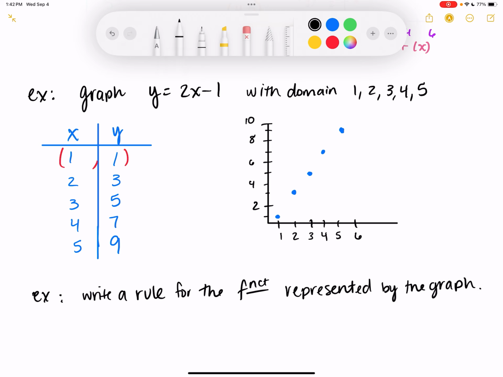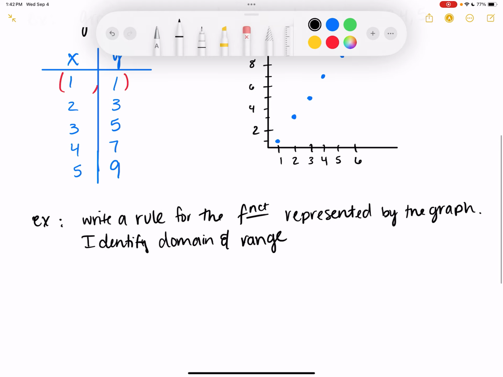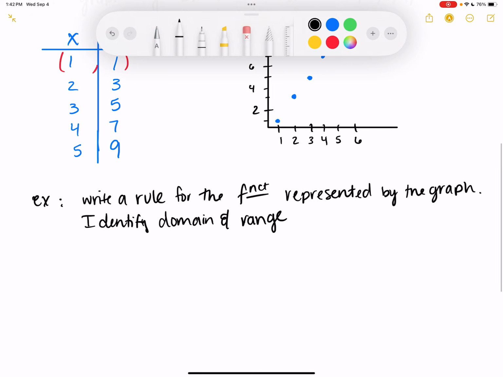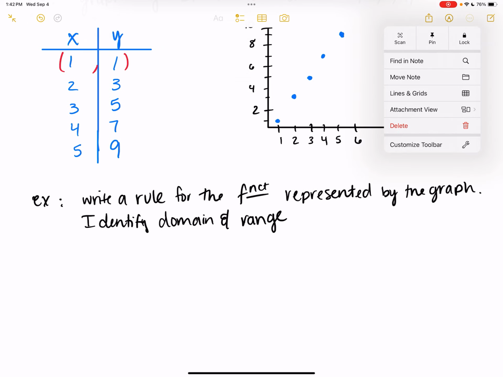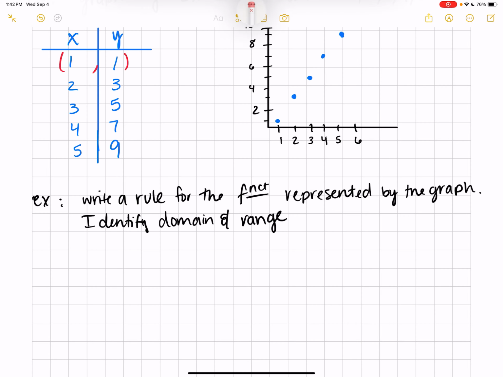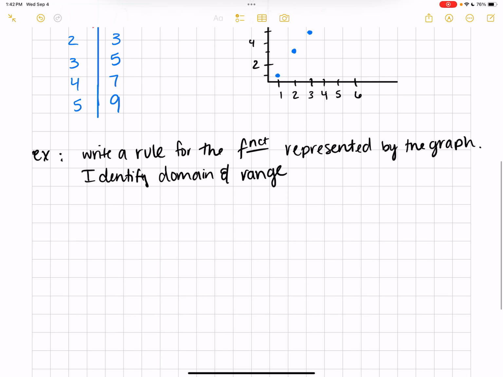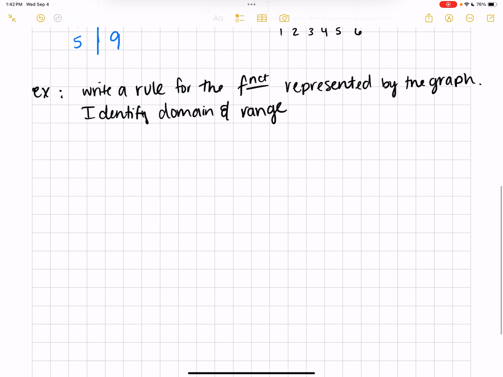And then it says to identify domain and range, which remember is our input and output values. And then they give us, just so it's easier to see, I'm going to put some grid lines up really fast. So they give us a graph to start with.